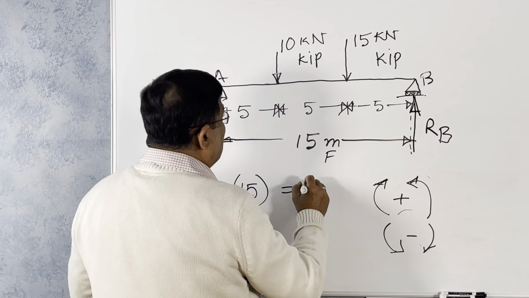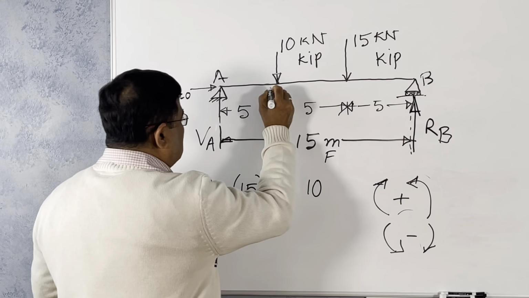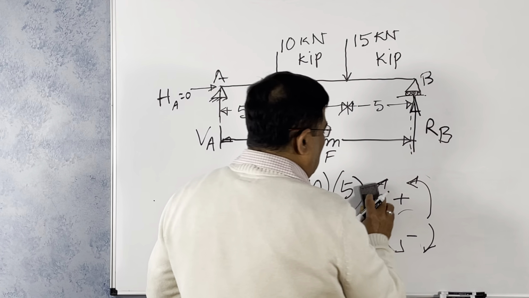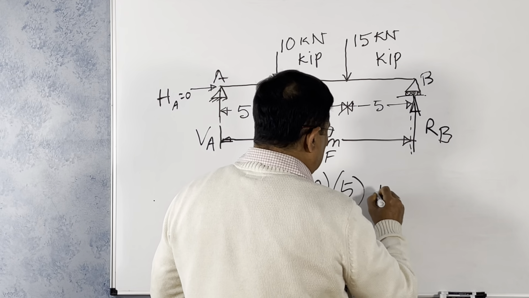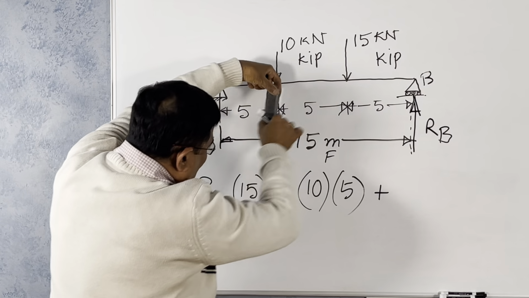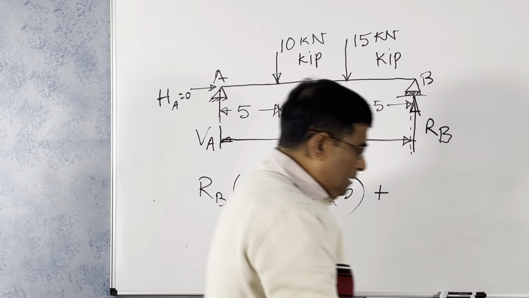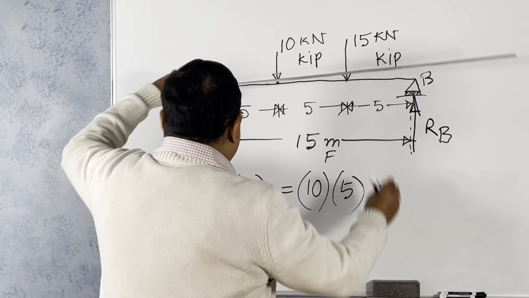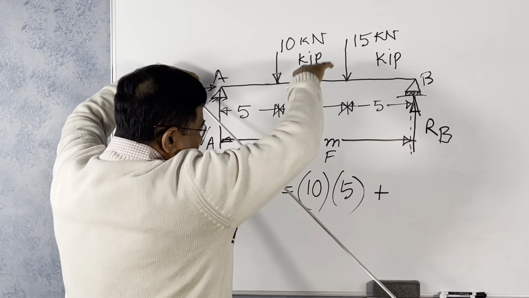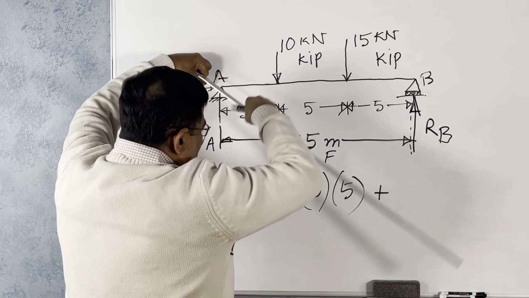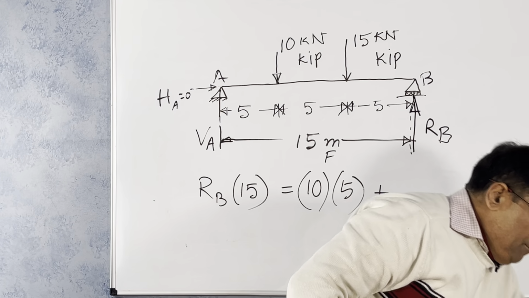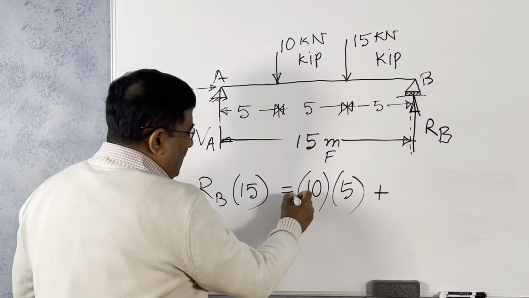So 10 times of this distance, 5, 10 times 5, then plus, this will cause a clockwise moment, this will also cause a clockwise moment. You are pushing it. If you have this point, this load is coming down like this, you try to push it like this. This is clockwise. It moves in a clockwise direction. Similarly, this one, the clockwise. This one is anticlockwise. So anticlockwise is positive and clockwise is negative. So it is on the other side of the equation.